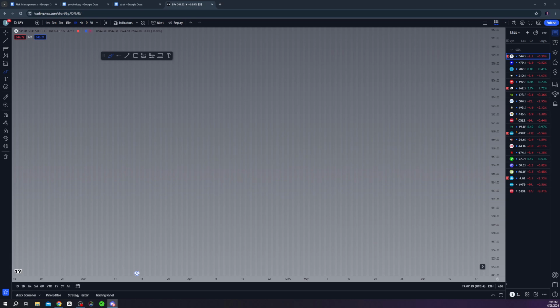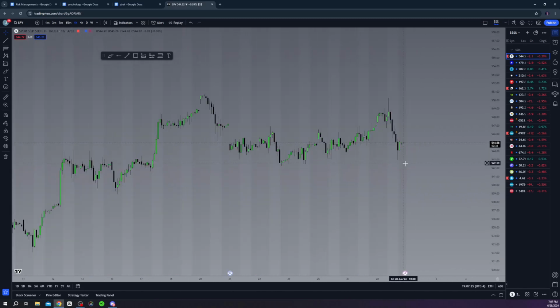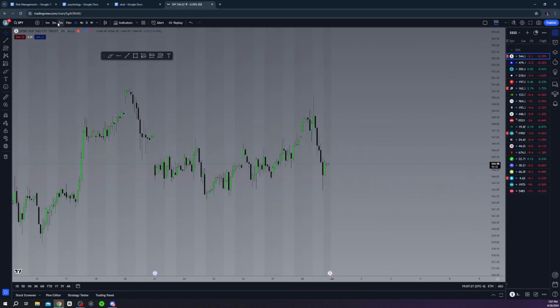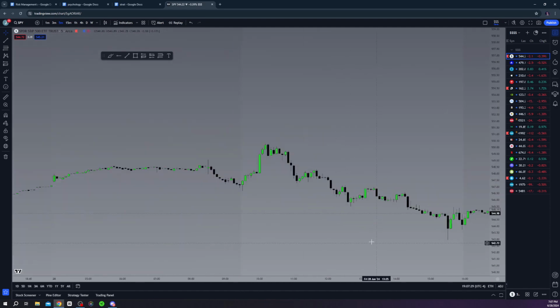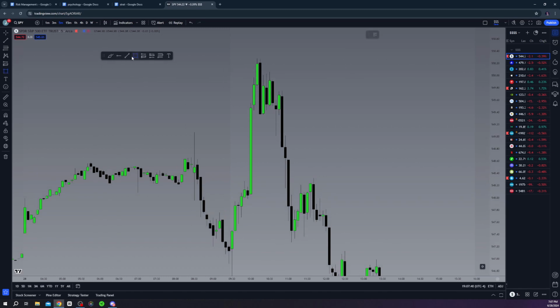Okay, now real quick, to go back to the break of structures, because I know that I did not give a live demonstration of it. You know we were sweeping liquidity up there. We have a high, a low, and we broke this low right here. So this would have been the break of structure right here.